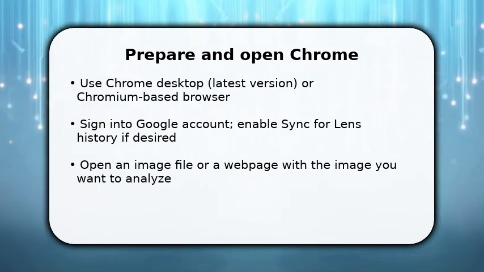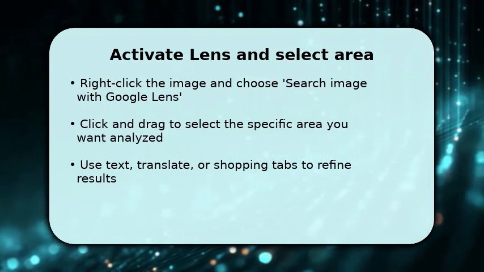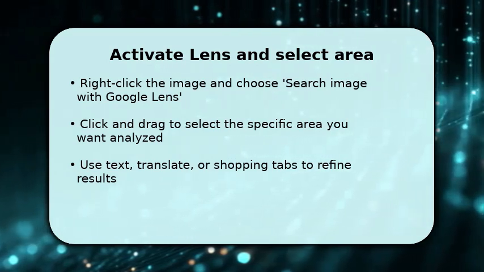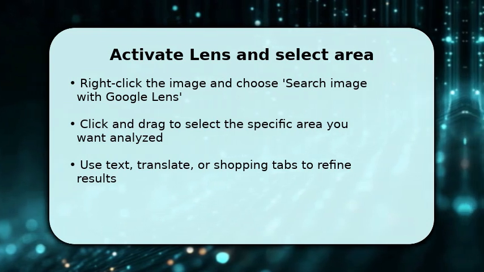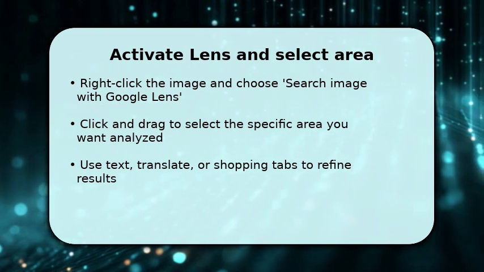Next, right-click the image and pick Search Image with Google Lens so you invoke the tool instantly. Once Lens opens, click and drag to draw a selection box over the precise region you care about. This focuses detection and reduces noise.